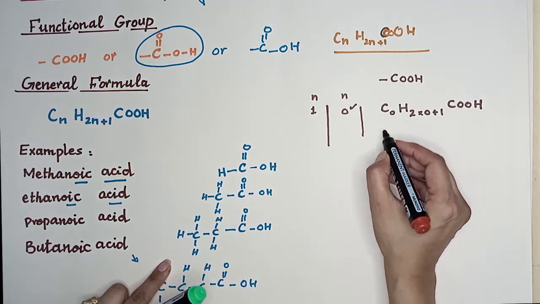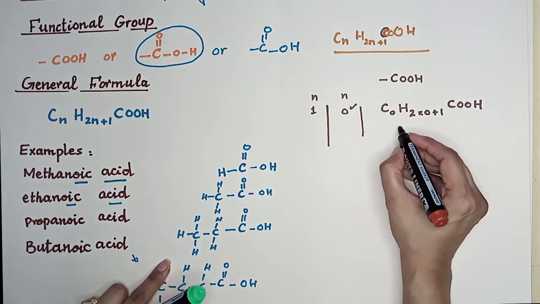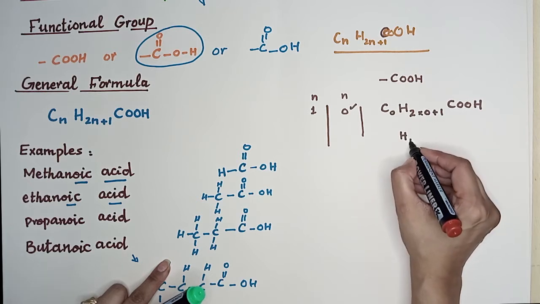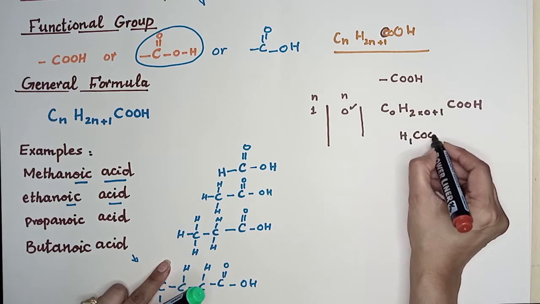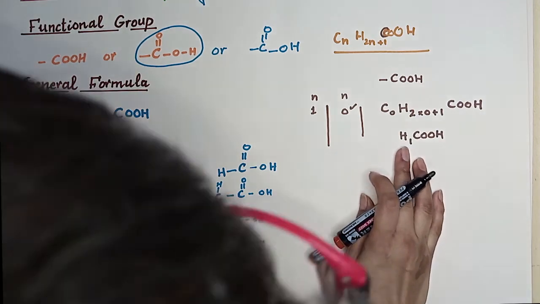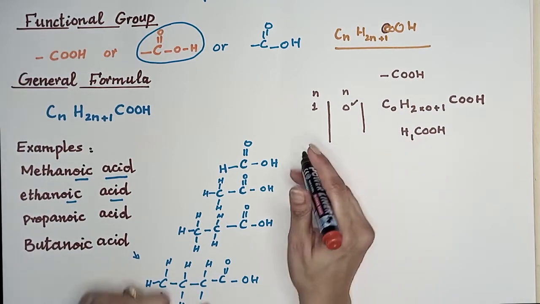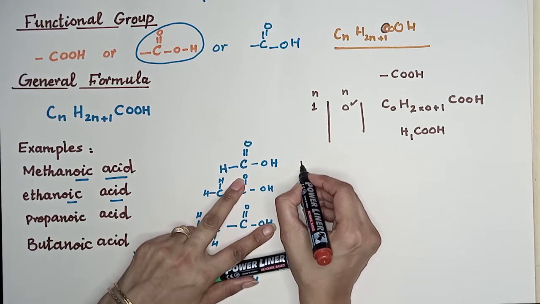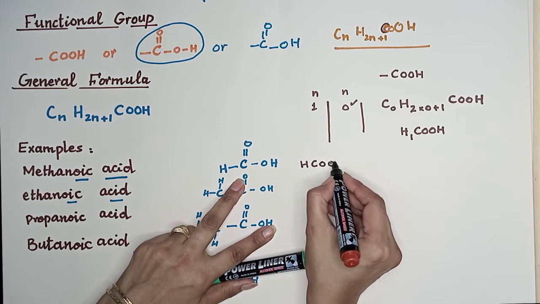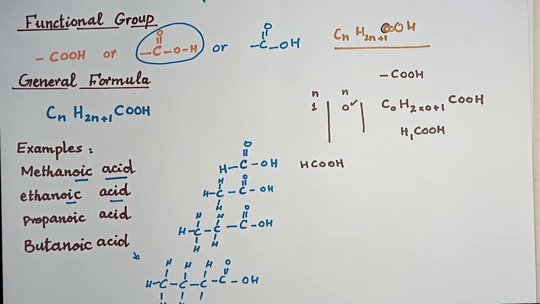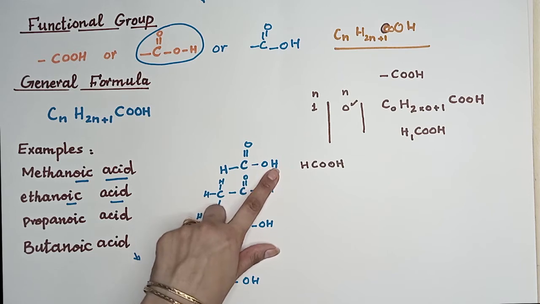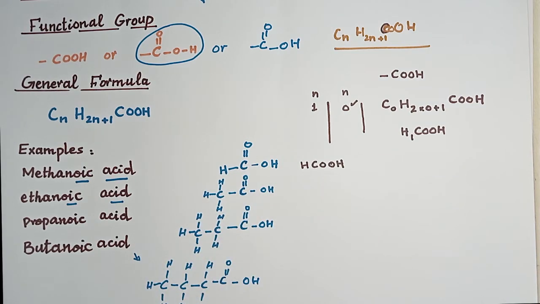How will we write this? C0 means it gets cancelled. H, 2 times 0 plus 1, only 1, C double bond OH. So this is the way through which we will write. We don't mention the 1 here. We will condense this formula like this: HCOOH. This is the molecular formula or condensed formula. This is the methanoic acid.